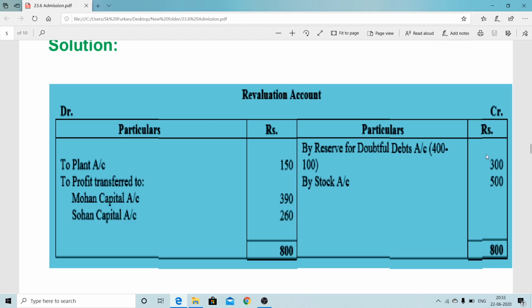So I put it on the credit side. Stock was revalued at rupees 2000, so 500 increases. Increase of asset, buy stock 500. I put that on the credit side. Plant value decreases, so to plant 150. Now after that, the difference between this side 800 and this side 150 is the profit on revaluation, 650, which is distributed among the old partners under the old ratio, we know that.